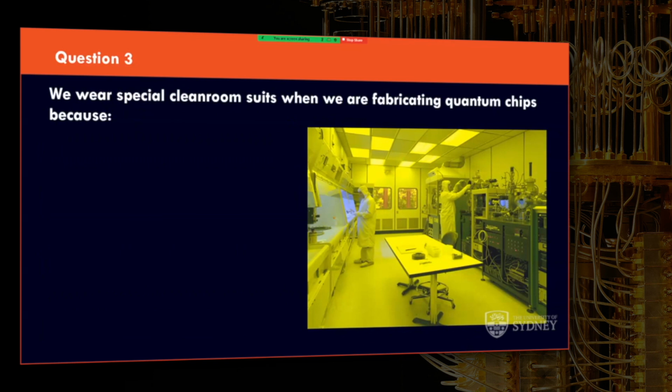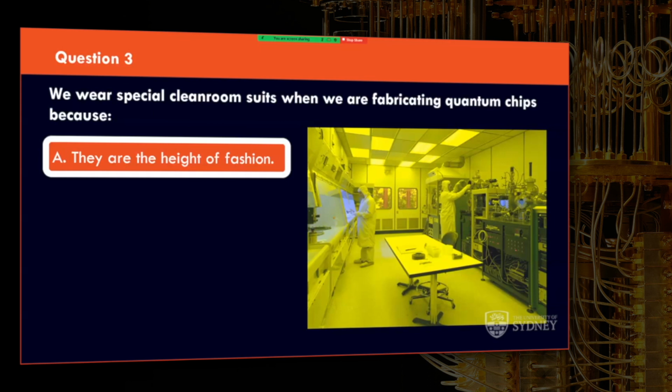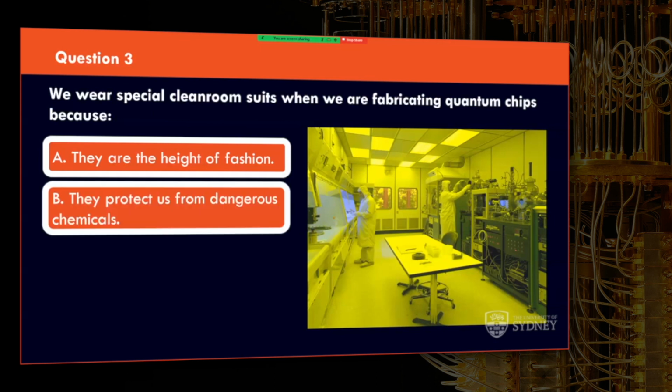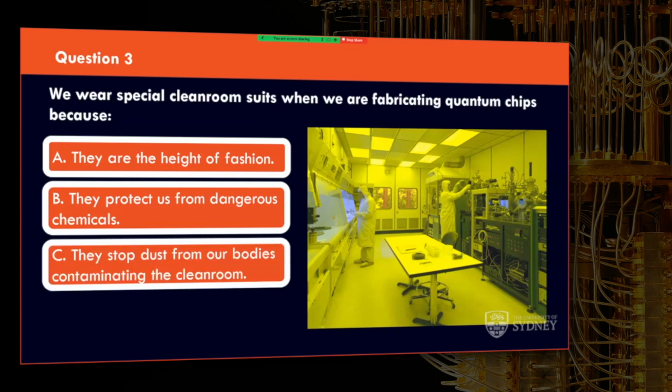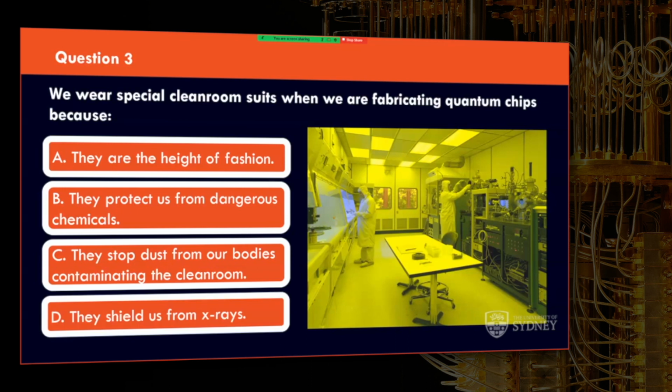All right, next question. We wear special clean room suits, like these two scientists are wearing, when we're fabricating quantum chips for the following reasons. A, they're the height of fashion. B, they protect us from dangerous chemicals. C, they stop dust from our bodies contaminating the clean room. Or D, they shield us from X-rays.